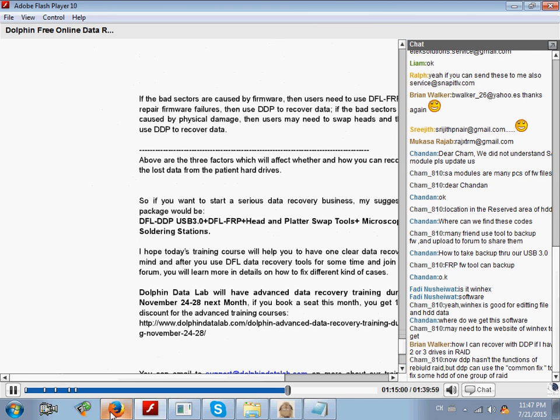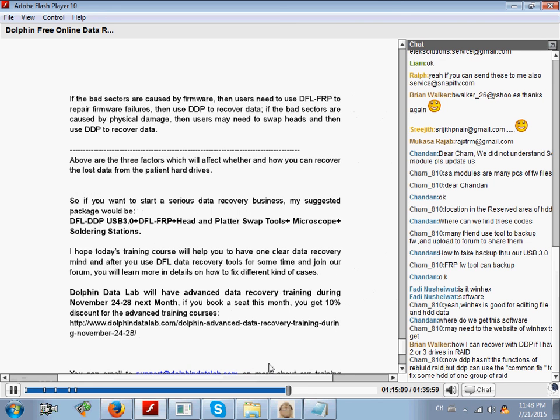So here I just list the solutions. If the bad sectors are caused by firmware, then you use the firmware repair tool, the FRP, to repair the firmware failures, and then use the DDP to recover data. If the bad sectors are caused by physical damage, like a weak head, because after long use the head becomes weak, then it cannot read the platters properly, and it causes bad sectors. At this time, you need to swap the head. It's easy. And then, after swapping the head, you use the DDP to recover the data.